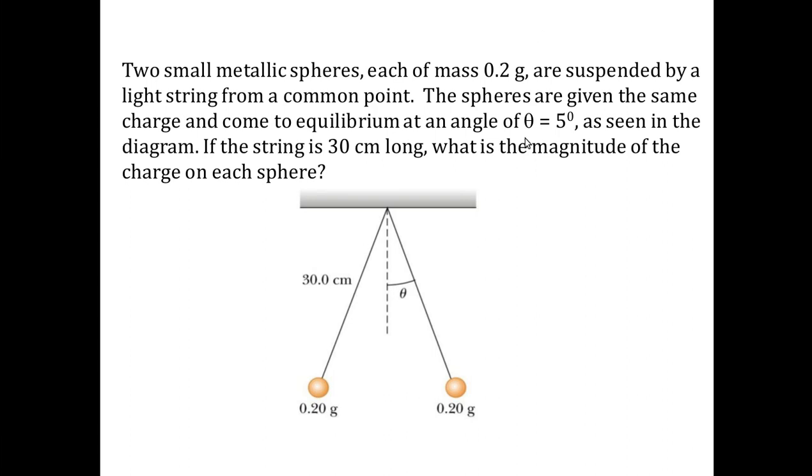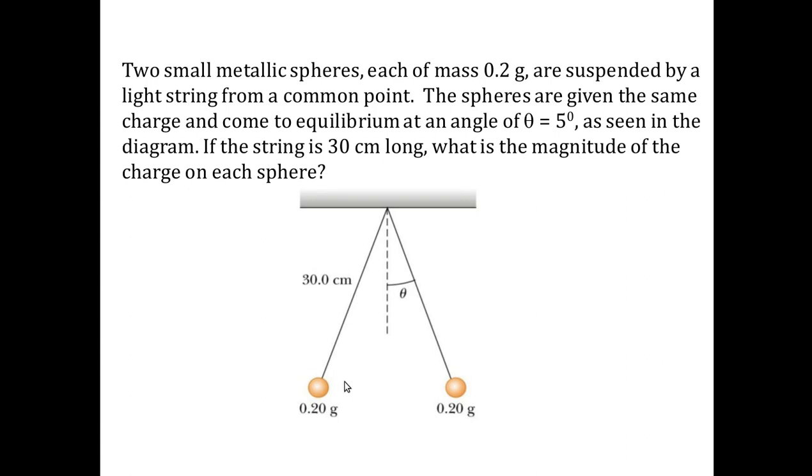At an angle of theta equals 5 degrees. Okay, so there's theta, and 5 degrees is also here. Right, so that's 5 degrees, that's 5 degrees. The string is 30 centimeters long. What's the magnitude of the charge on each sphere? So I'm feeling pretty good because it's just asking me for the magnitude of the charge. Right, so I guess I'll deal with whether they're positive or negative later. Maybe I won't have to, right?